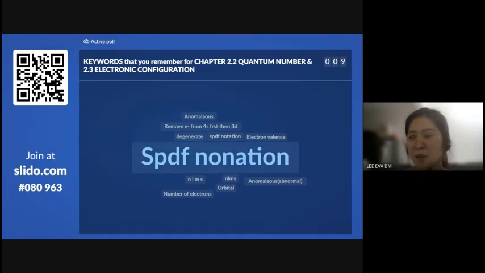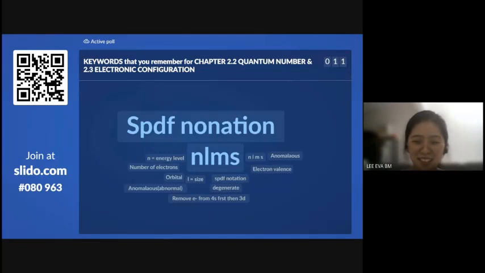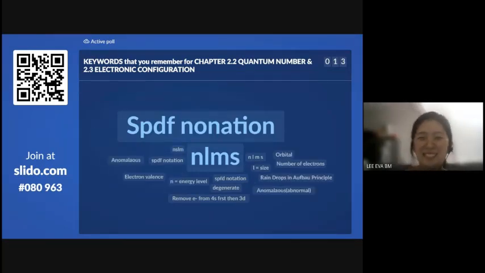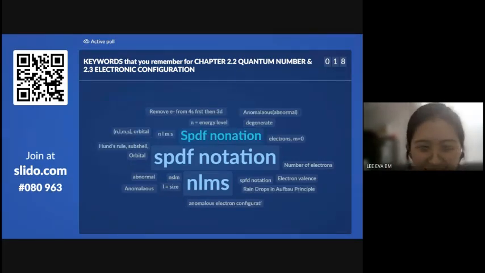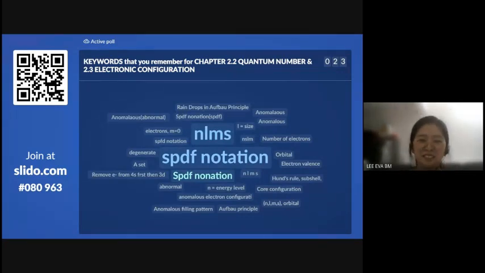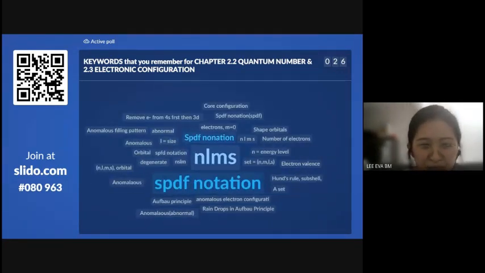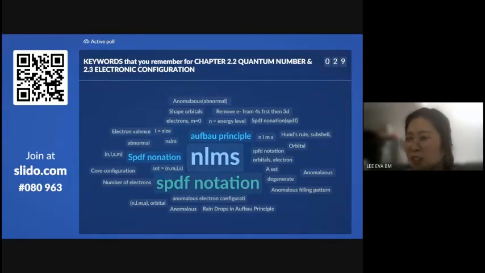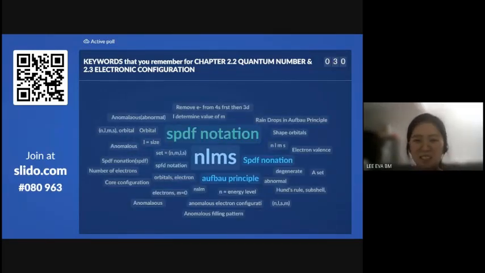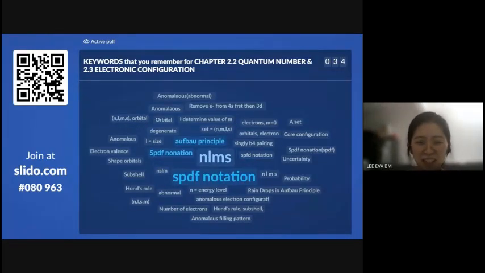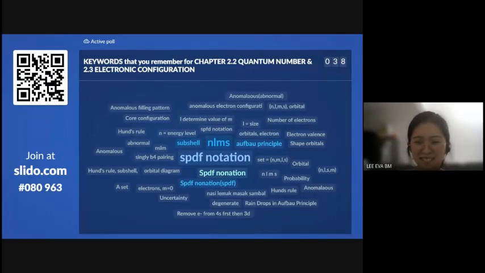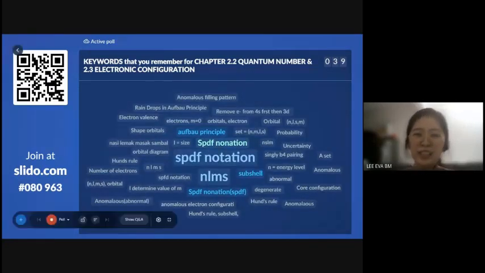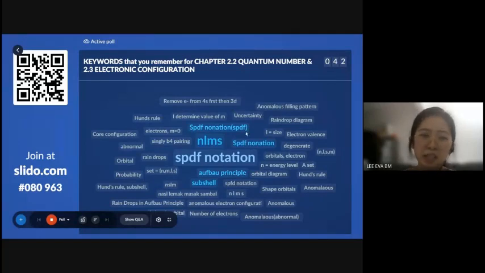Okay, so I can see a majority of you wrote SPDF notation. I can see MLMS. I can see anomalous, well done. I can see energy level. I can see core configuration. I can see remove electron from 4s then 3d, well done. L determining M. And I can see degenerate. Well done.